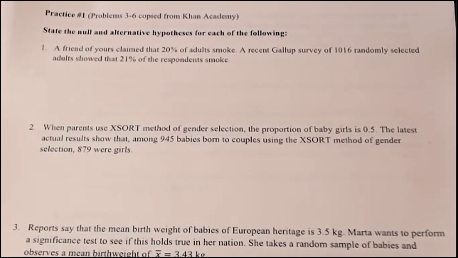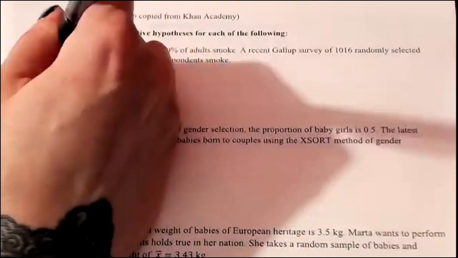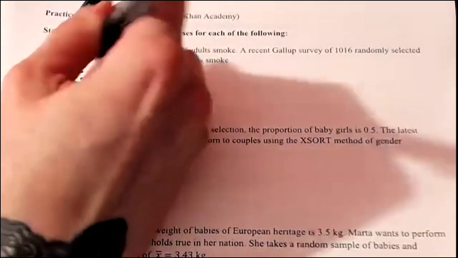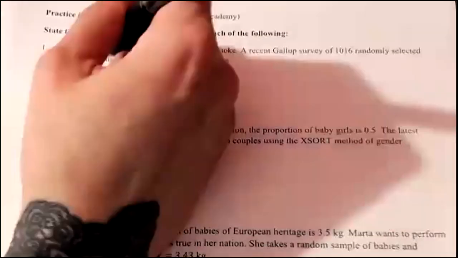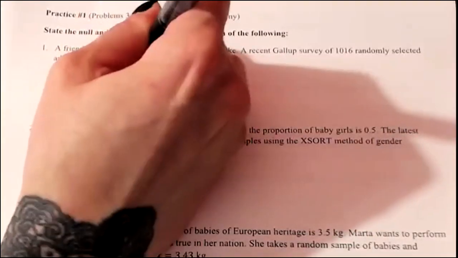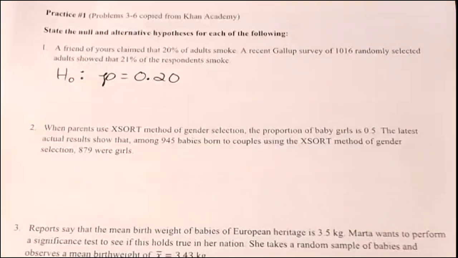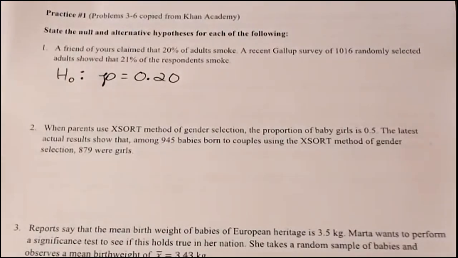Your friend claimed that 20% of adults smoke, meaning business as usual. So I'm going to go ahead and write that the null hypothesis is that the proportion of people who smoke is 20%. But you saw one survey that said 21%.